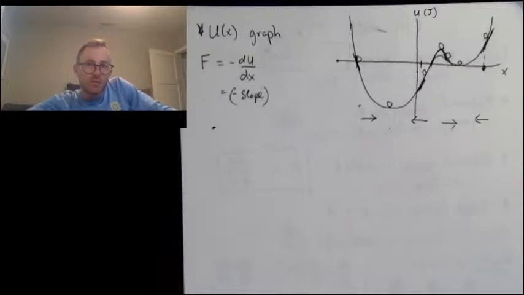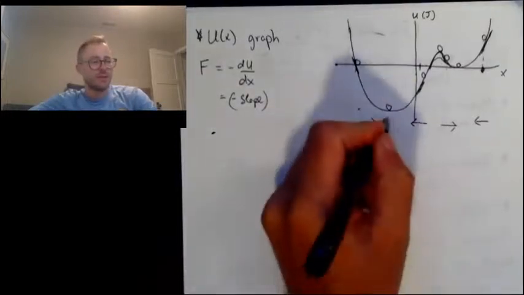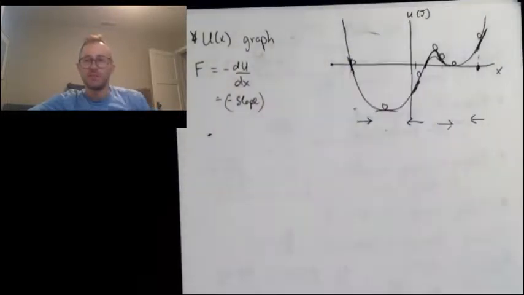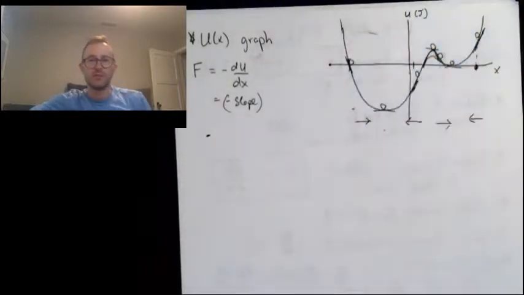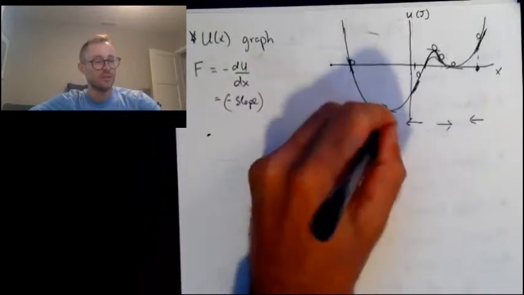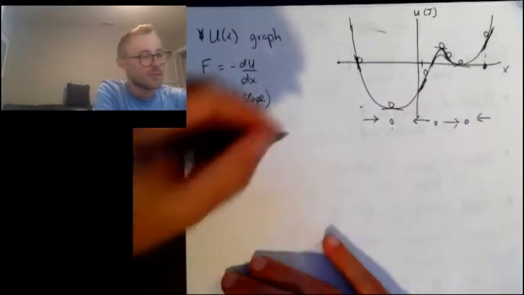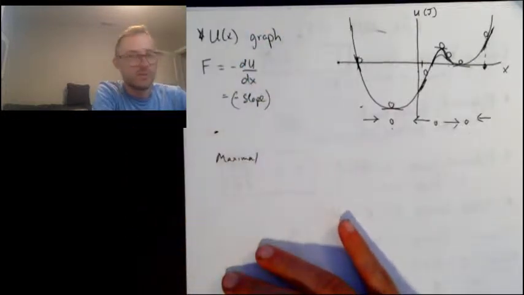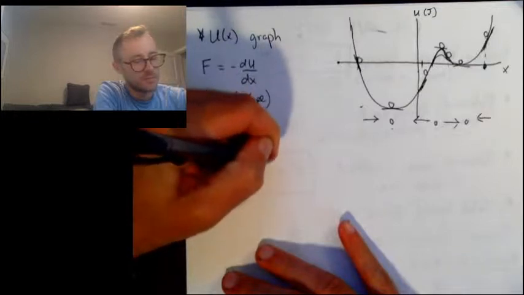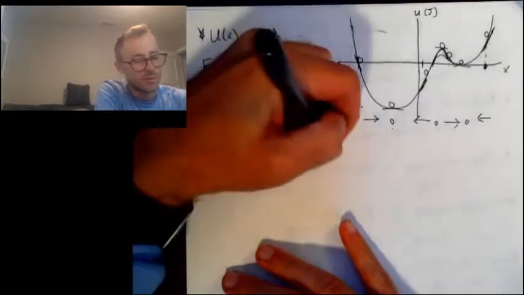Will anyone answer? Will anyone dare to answer? Zero. Excellent. Because this is flat, the slope is zero, so there's no force. So these are basically the equilibria. The maxima and the minima are equilibria.